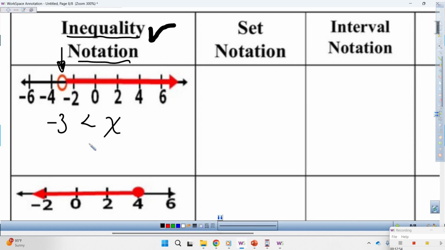Do you see it? Yes, there it is. Next, do we know how to make this into set notation? Yeah, tell your neighbor what to write for set notation, including that. What would you write for set notation? Yeah, we've been doing it already for almost 2-3 days. Solution set of x such that, then we write our inequality, negative 3 less than x, and then you close your set notation.